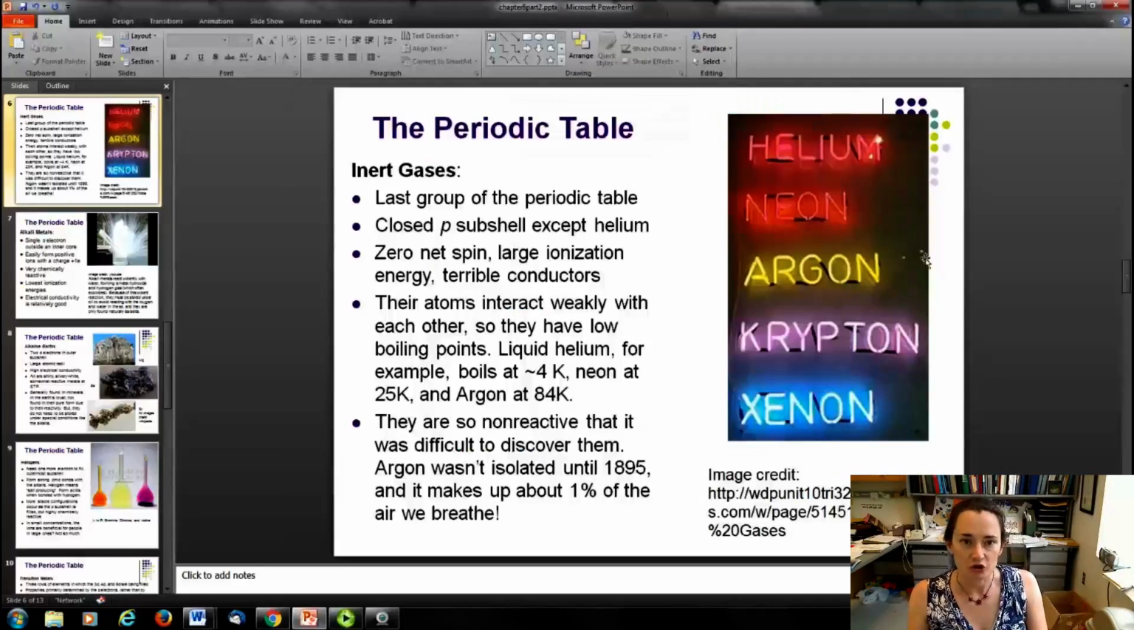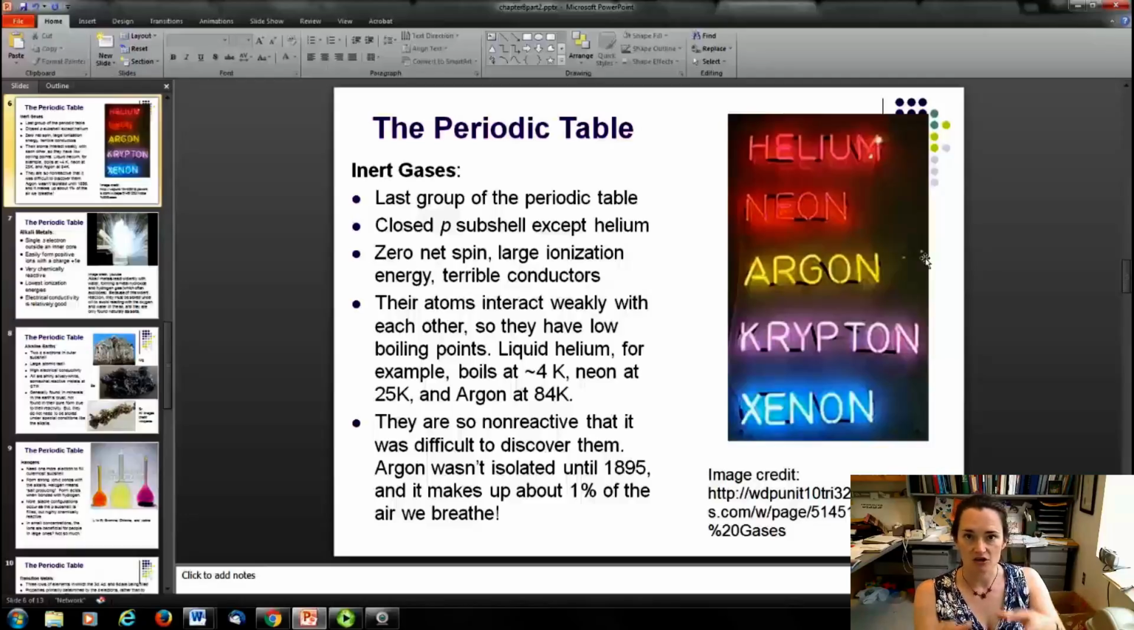So your noble gases, your inert gases, the last group of the periodic table, they have totally closed and filled subshells. So this makes them very, very non-reactive. They're boring, actually. They're terrible conductors. They have very large ionization energies. And because you have a whole bunch of electrons that are all paired up with up and down spins, they have a zero net spin. Because they have zero net spin, they have really low magnetic susceptibilities. So they're not very magnetic either.